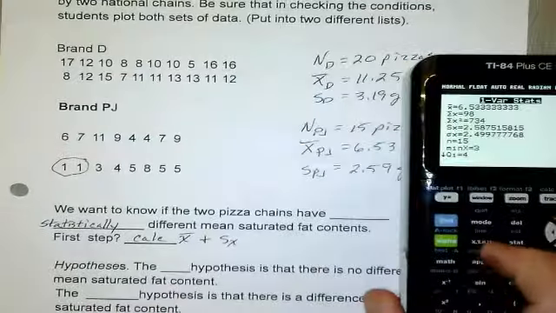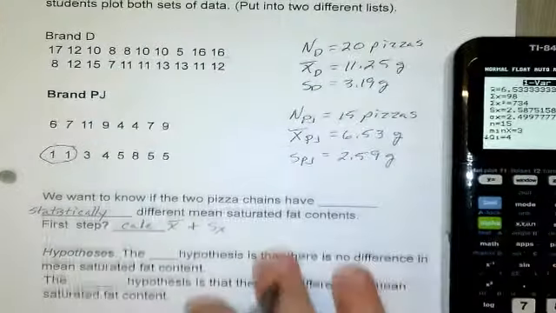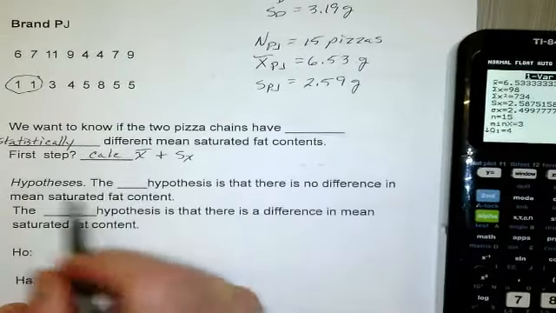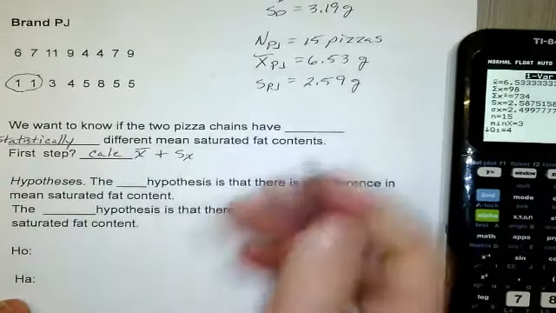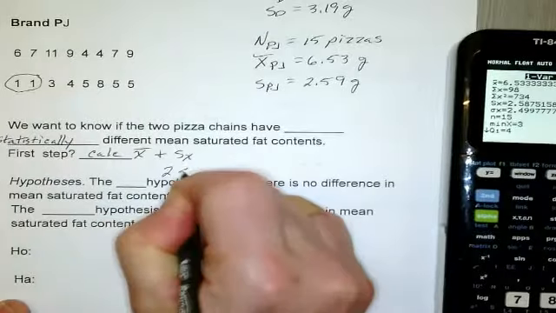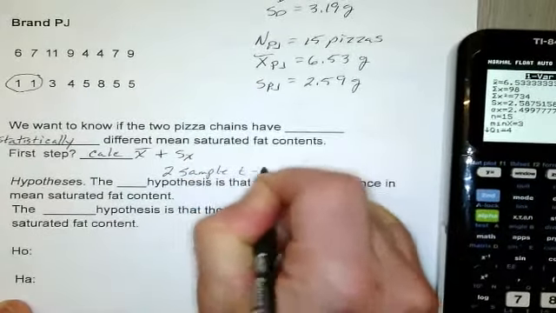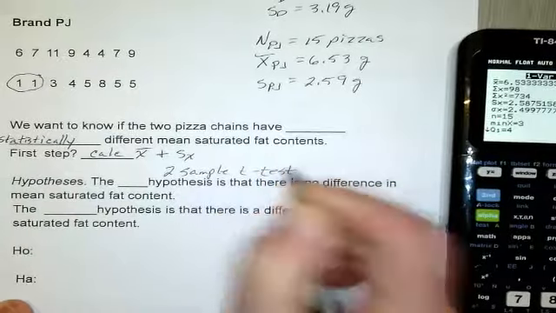So we're looking at our hypotheses. We've got these numbers. Statistically different means we're going to do a t-test, and we have two samples, so we're going to do a two-sample t-test. We're looking at means, or averages. You've got to name this somewhere, and I'll do it again on the back.